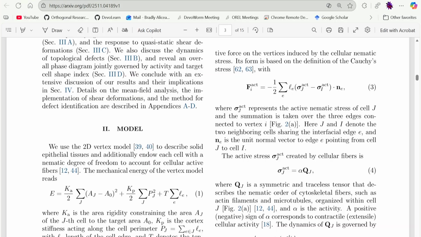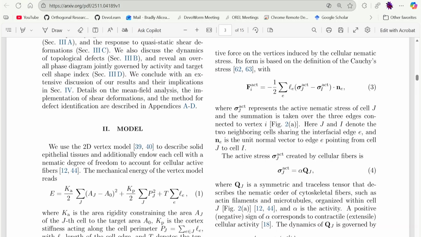Here J and I denote the 2 neighbor cells. So J and I here, I think. Cell J in the summation is taken with 3 edges connected to vertex I. Here J and I denote the 2 neighbor cells sharing the interfacial edge E, and n_E is the unit normal vector to edge E pointing from cell J to cell I.